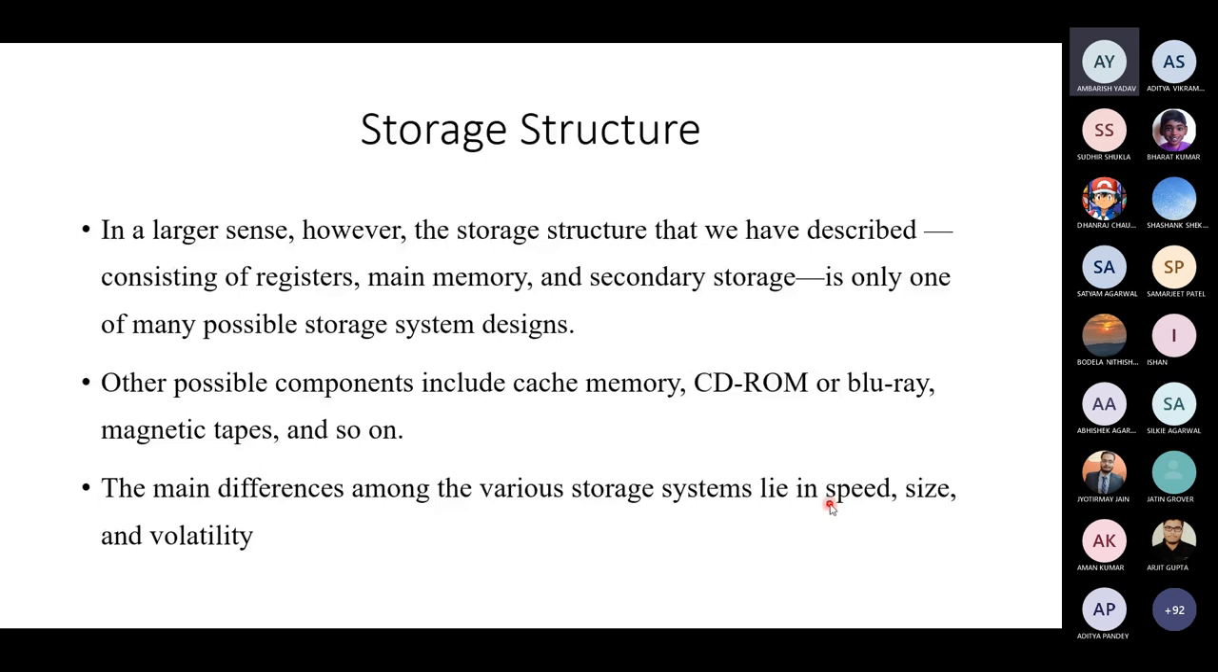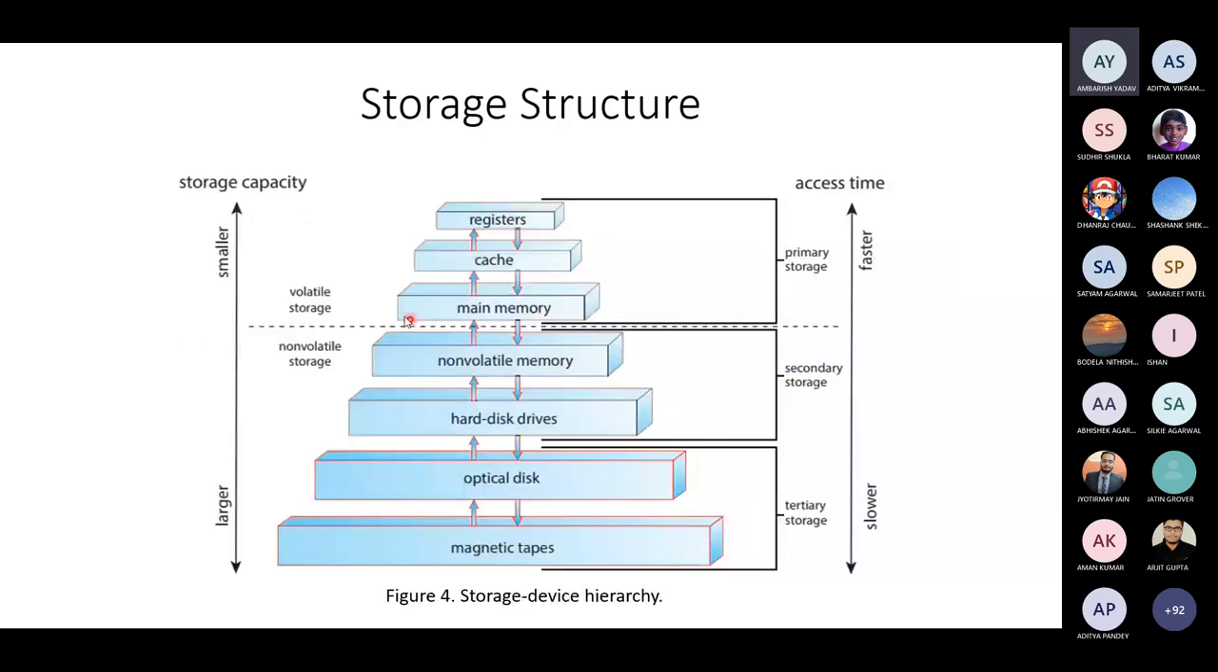You see this structure. The registers are the fastest and closest memory to the processor. Next comes cache memory, then main memory, which we can also call RAM. All these three we can call primary storage. This is faster. You can see the access time is very fast, but the storage capacity is very small.